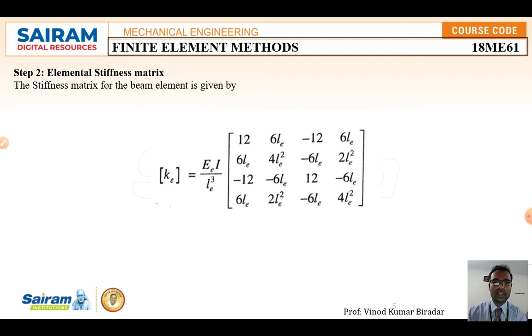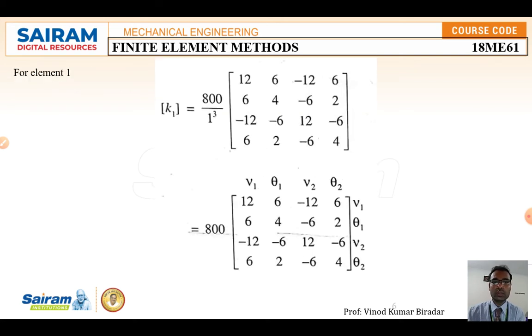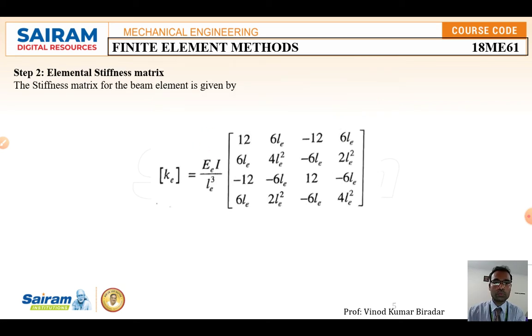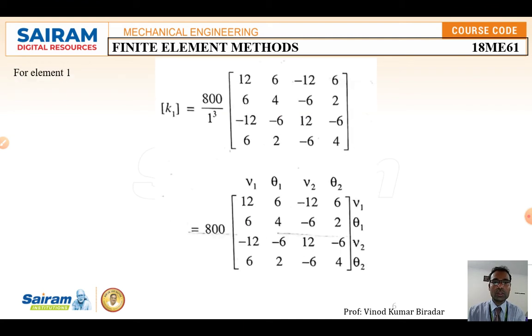We have the formula, we already derived this. This equation is called the element stiffness matrix for the beam element, that is EI by L cube, whereas in the truss problem it is AE by L. So here EI by L cube, EI we already calculated, and the length is also given as 1. You have to calculate this individually. For element 1, 800 by L cube, length is 1, so substitute L is equal to 1 in this equation. After substituting all the values you are going to get this equation.